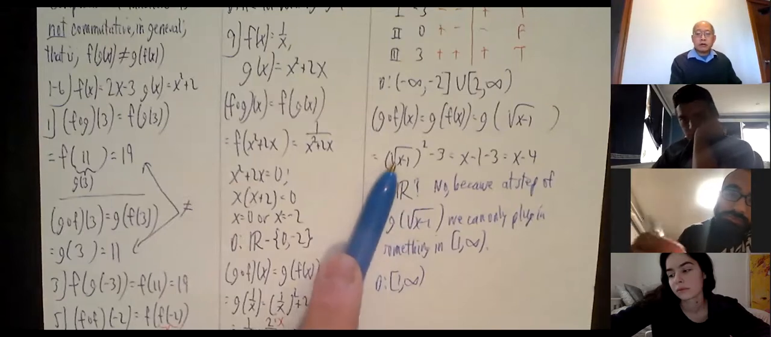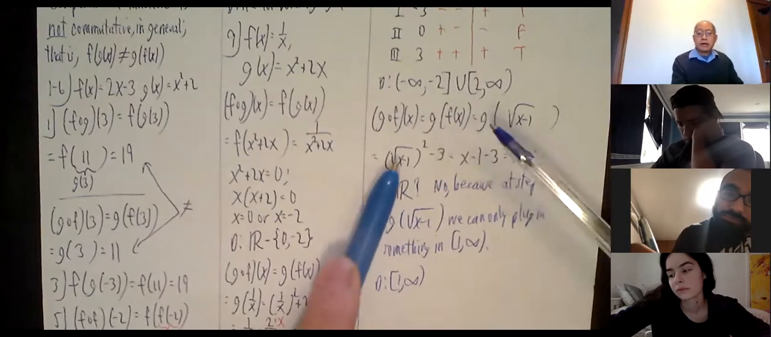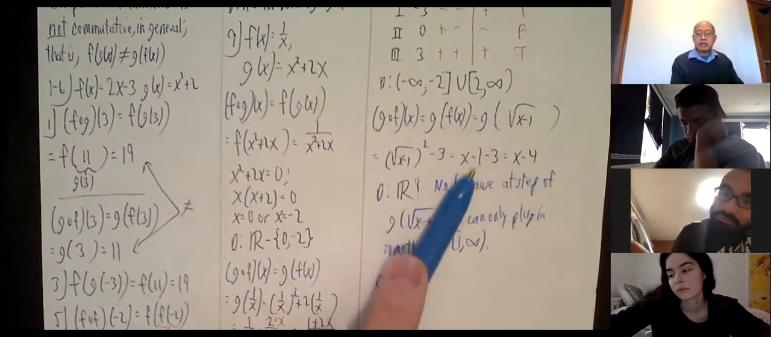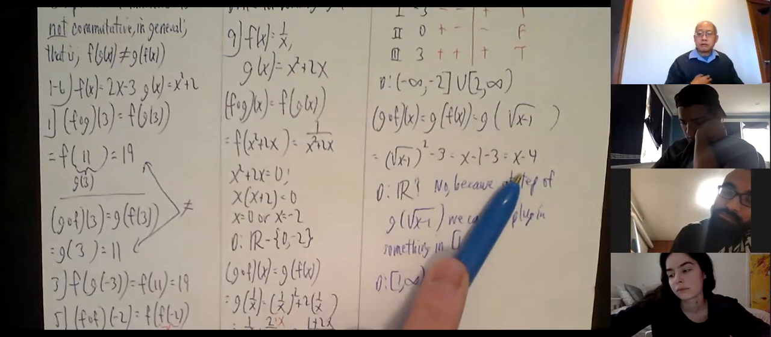Okay. But I have a square root squared. So what happens when you have a square root squared? You just take off the square root. So it's x minus 1 minus 3, which is x minus 4.